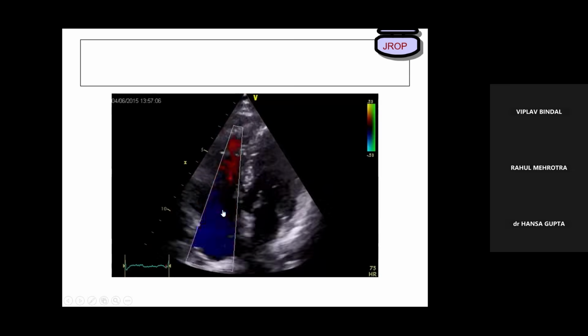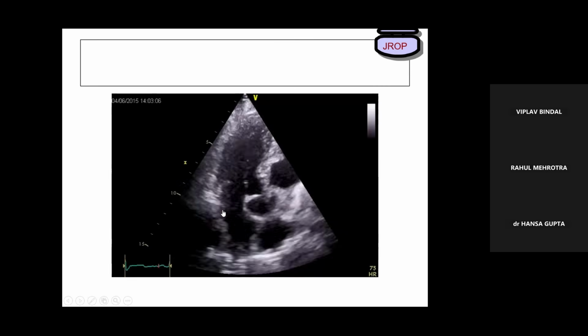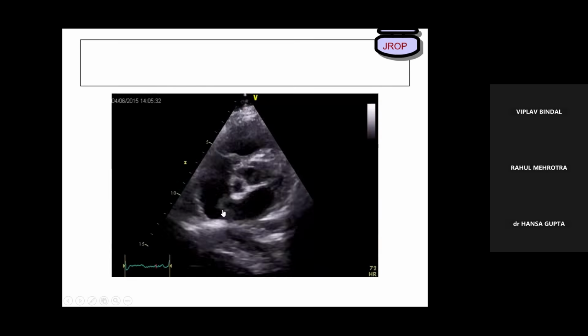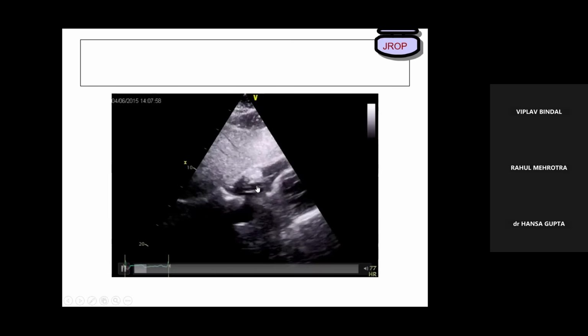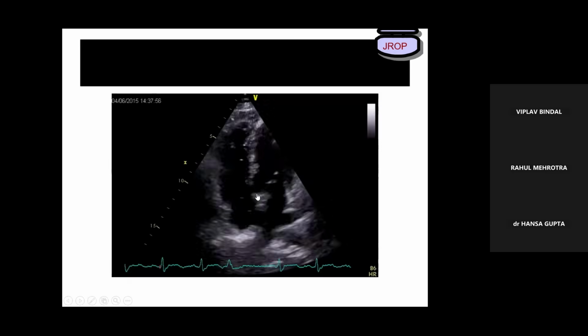With contrast, we could see a TR jet gradient. Color Doppler, nothing significant. Interatrial septal aneurysm: if you happen to see an aneurysm, it is more than a 1.5 centimeter bulge on the right-hand side. In the subcostal window, you can see the same thing over here.